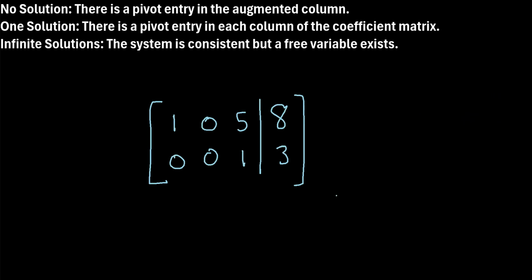All right, let's check out another example. Let's say we have this matrix. Does this linear system of equations that this matrix represents have no solution, one solution, or an infinite number of solutions? Well, let's first identify our pivot entries.